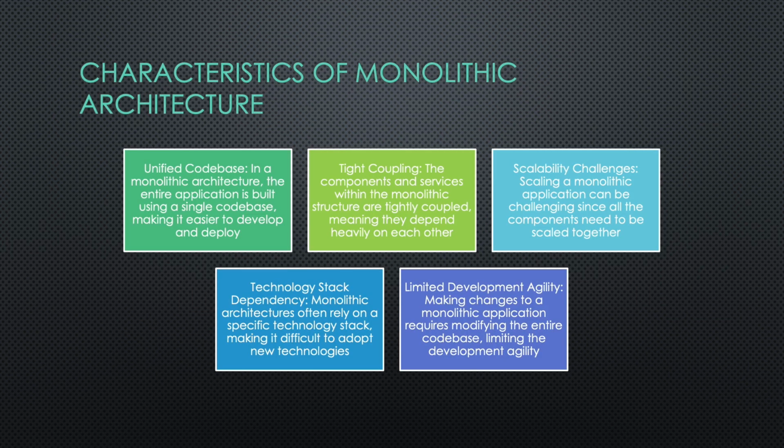Characteristics of monolithic architecture. Monolithic architecture exhibits several distinct characteristics, which include unified codebase. In a monolithic architecture, the entire application is built using a single codebase, making it easier to develop and deploy. Tight coupling. The components and services within the monolithic structure are tightly coupled, meaning they depend heavily on each other. Scalability challenges. Scaling a monolithic application can be challenging since all the components need to be scaled together.